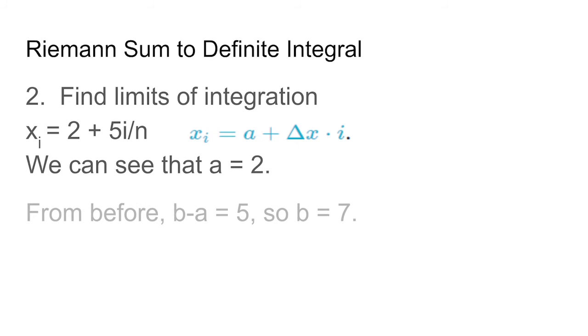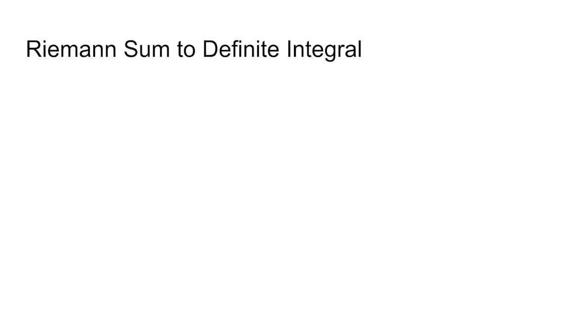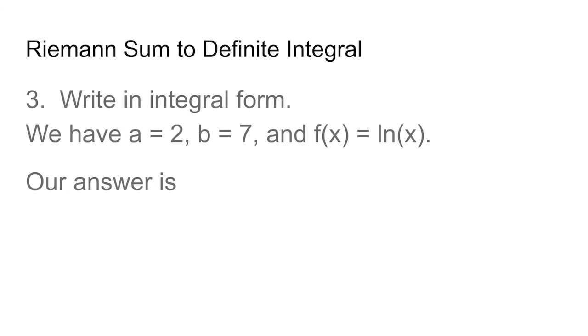So since b minus a equals 5, we can find out that b equals 7. So now we have our 2 limits of integration, 2 and 7, and our function, f of x equals ln x. We can write this in integral form, so we have the integral from 2 to 7 of ln x dx.